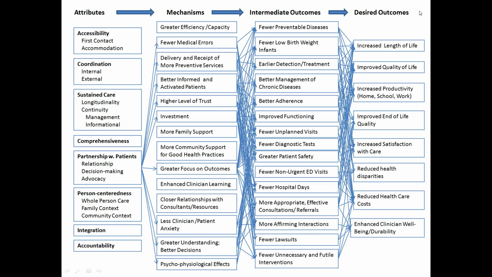You can see how complex this is, and it illustrates, if you drew in all of the arrows, it would illustrate the point that all of the attributes are essential and that they all work together.